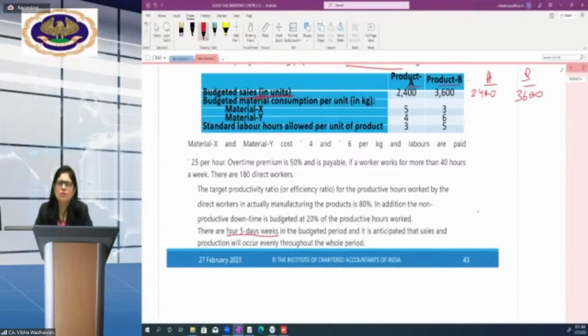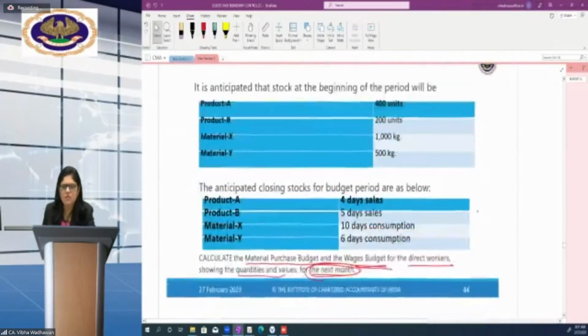First step, we don't have to make the production budget or the consumption budget as such, but you should know. You can do it in the working note as well, right? So let us find out the production units first. Only then can we continue to the purchase budget. For production units, budgeted sales we have, and opening and closing stock of goods are given for product A and B. We need the closing stock first: 4-day sales for product A and 5-day sales for product B.